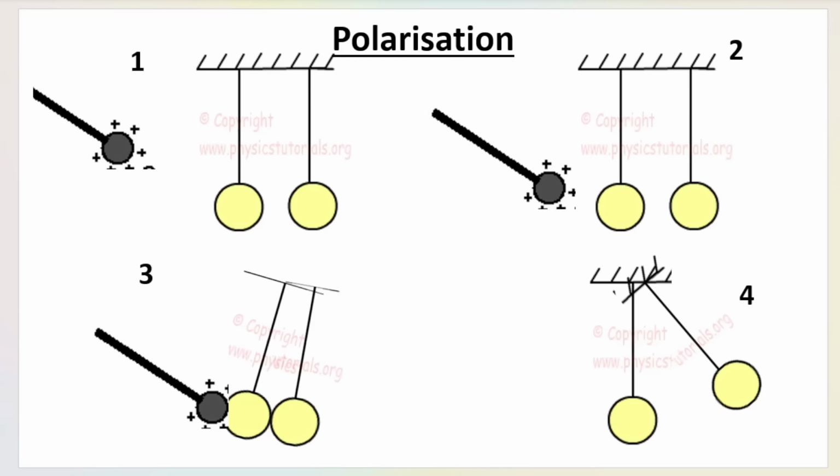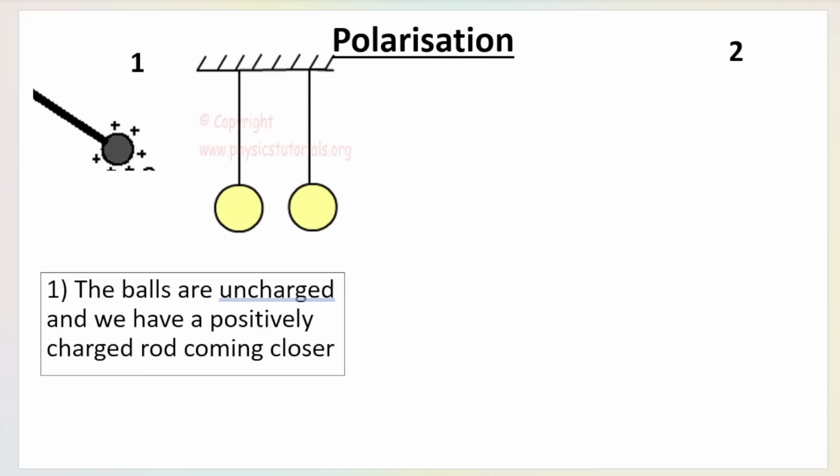Another thing, the last thing that you need to know, is the phenomenon called polarization. So I'll use the first two images to explain. This is a positively charged rod. These balls have a neutral charge, so they are uncharged. What happens when this rod moves closer and closer, but does not touch these balls, is the following.